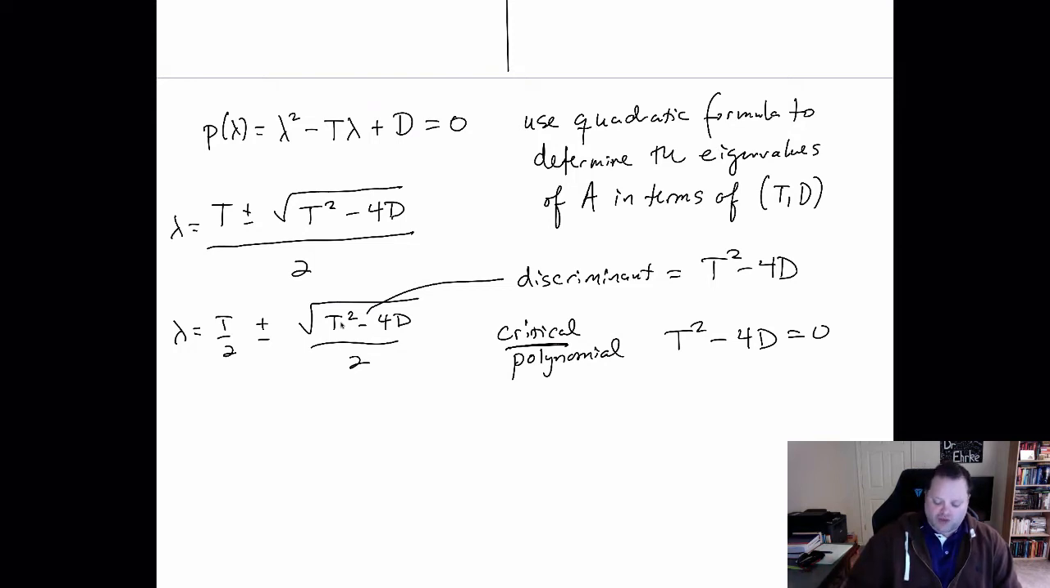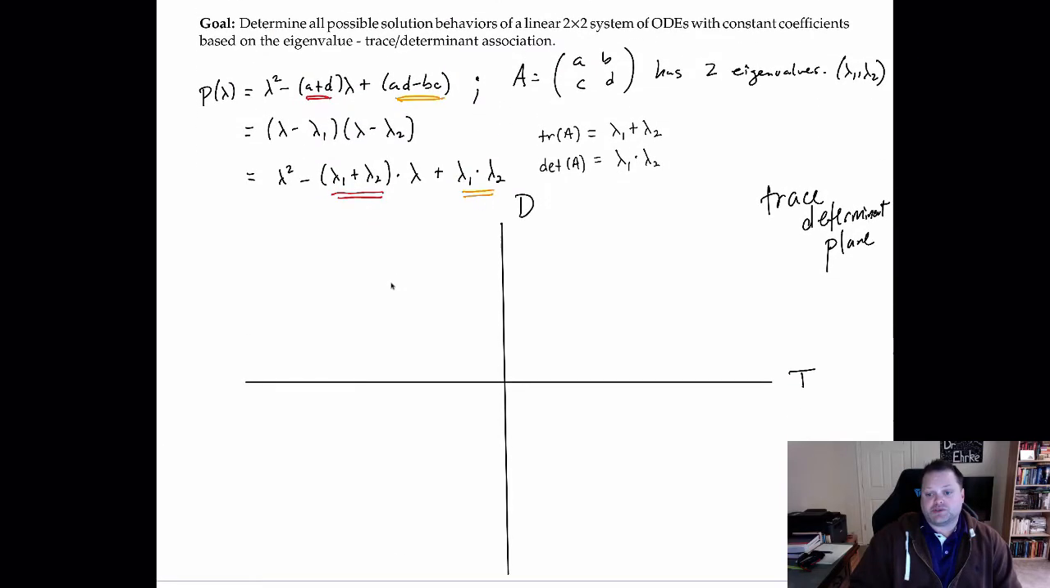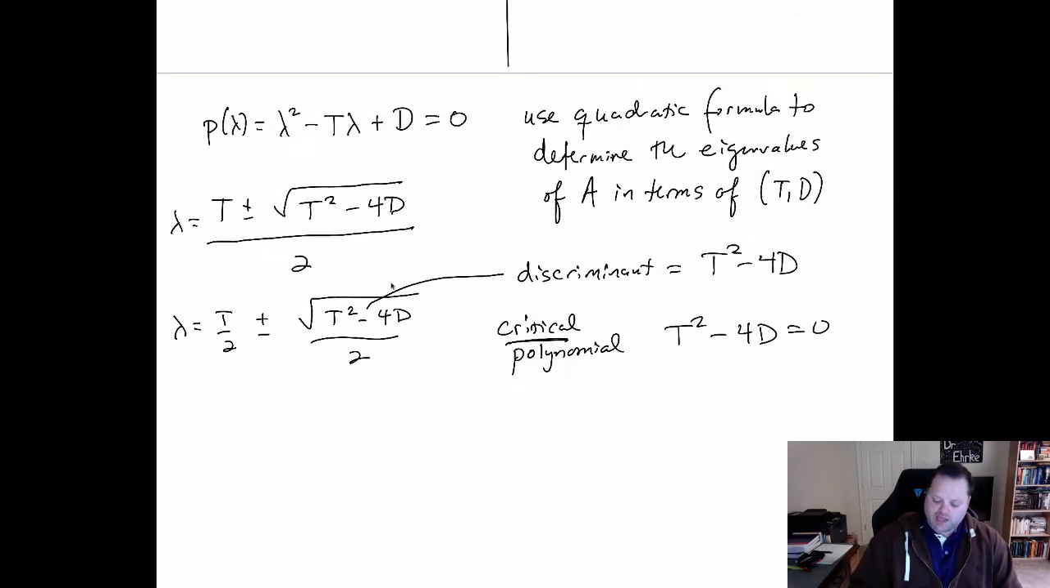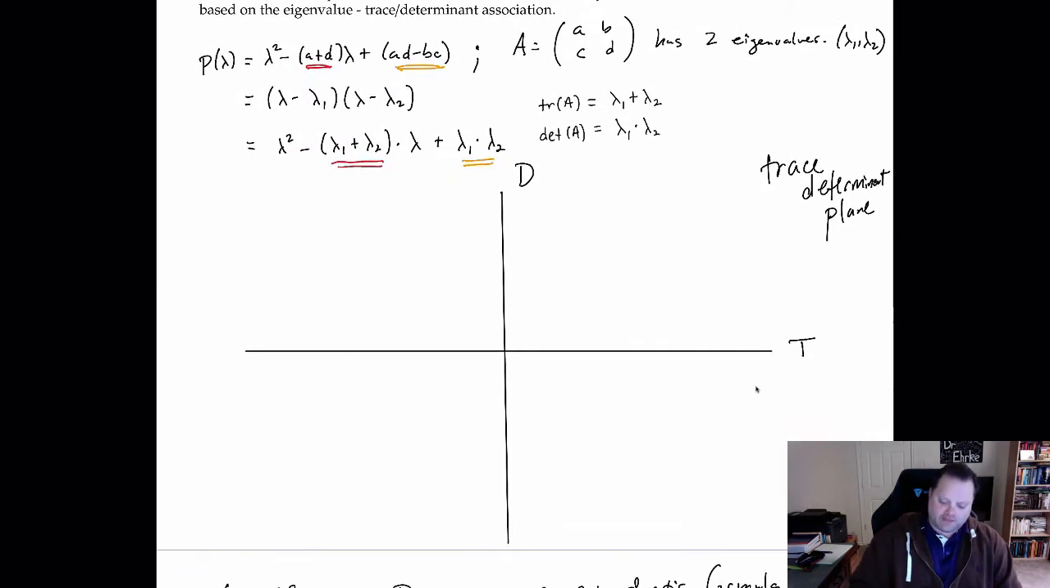If I wanted to plot this critical polynomial, remember the vertical axis here is the determinant. So I could simply take D and set it equal to T squared over 4. So I can think of this as the polynomial x squared over 4, and if I were to plot it, let me use a different color here. If I were to plot this polynomial, it would look something like this. Let me make that a little bit flatter.